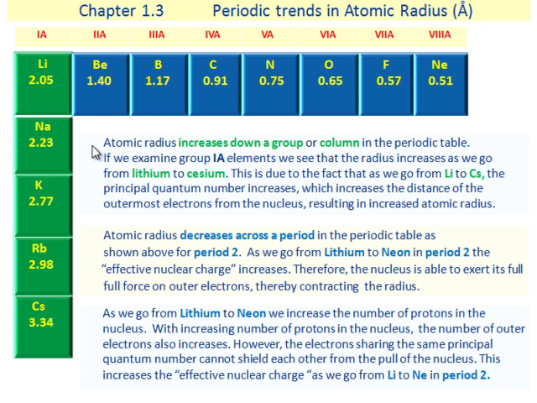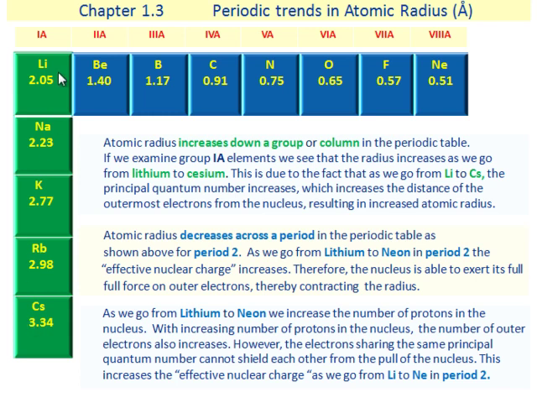Atomic radius increases down a group or a column in the periodic table. If we examine group 1A elements, we see that the radius increases as we go from lithium to cesium. This is due to the fact that as we go from lithium to cesium, the principal quantum number increases, which increases the distance of the outermost electrons from the nucleus, resulting in increased atomic radius.